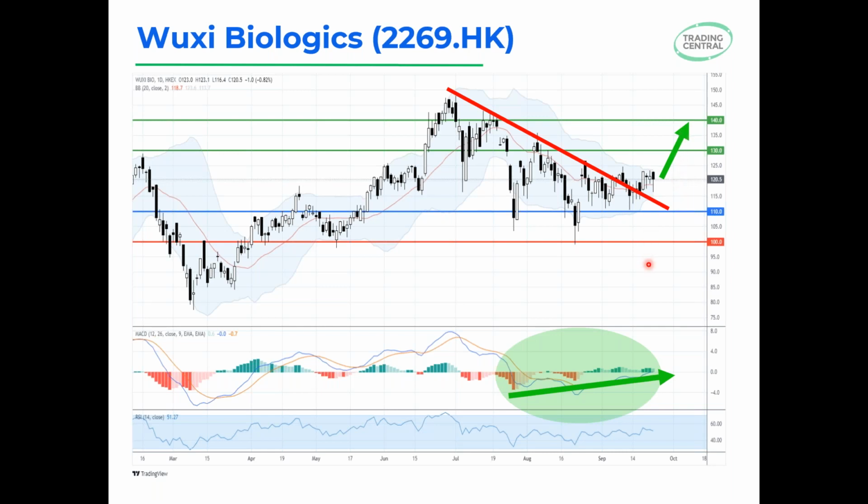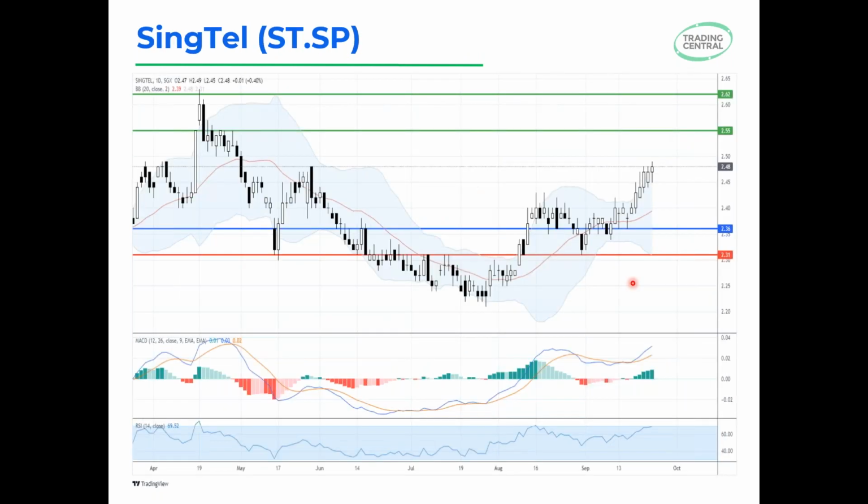So these are the Hong Kong stocks with a good setup that I can dig out. Most of them, as I showed you before, are heavily downtrending. So if you have time, have a look at these Hong Kong stocks. And the last one is a Singapore stock, Singtel.